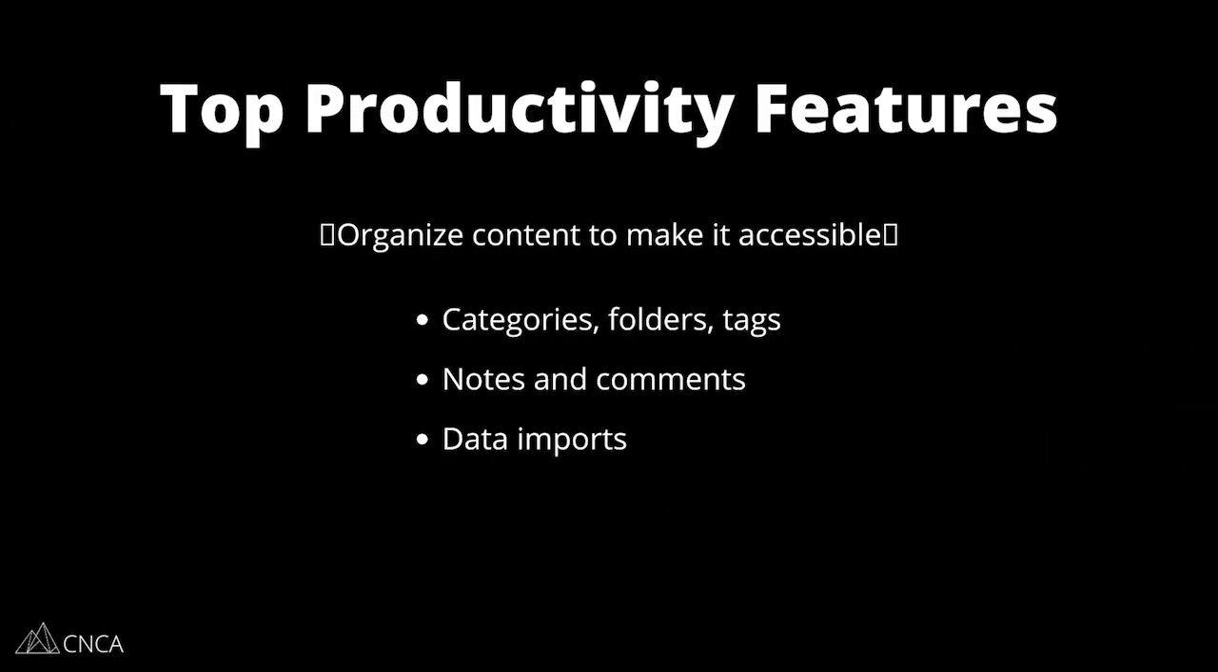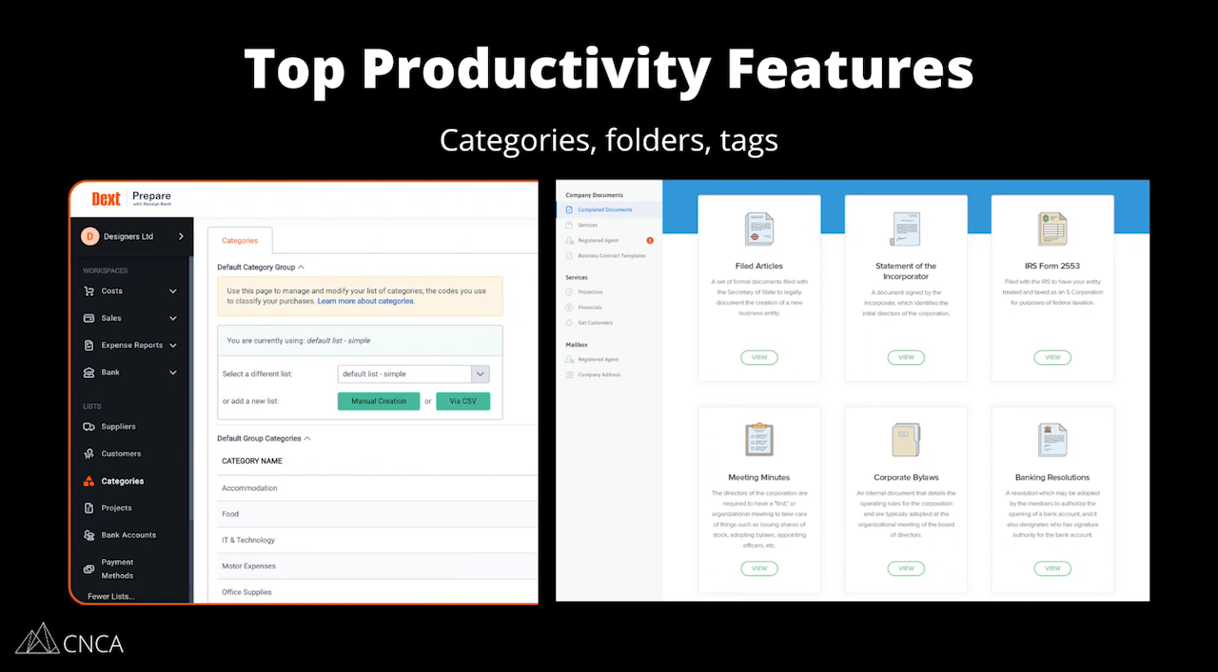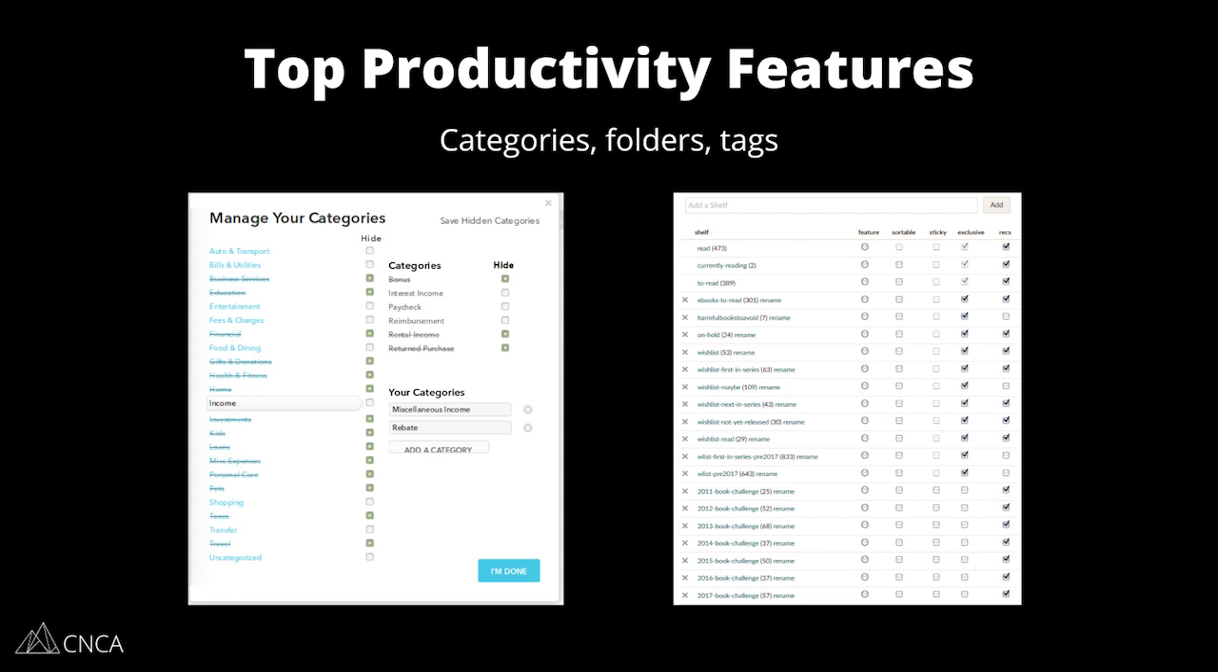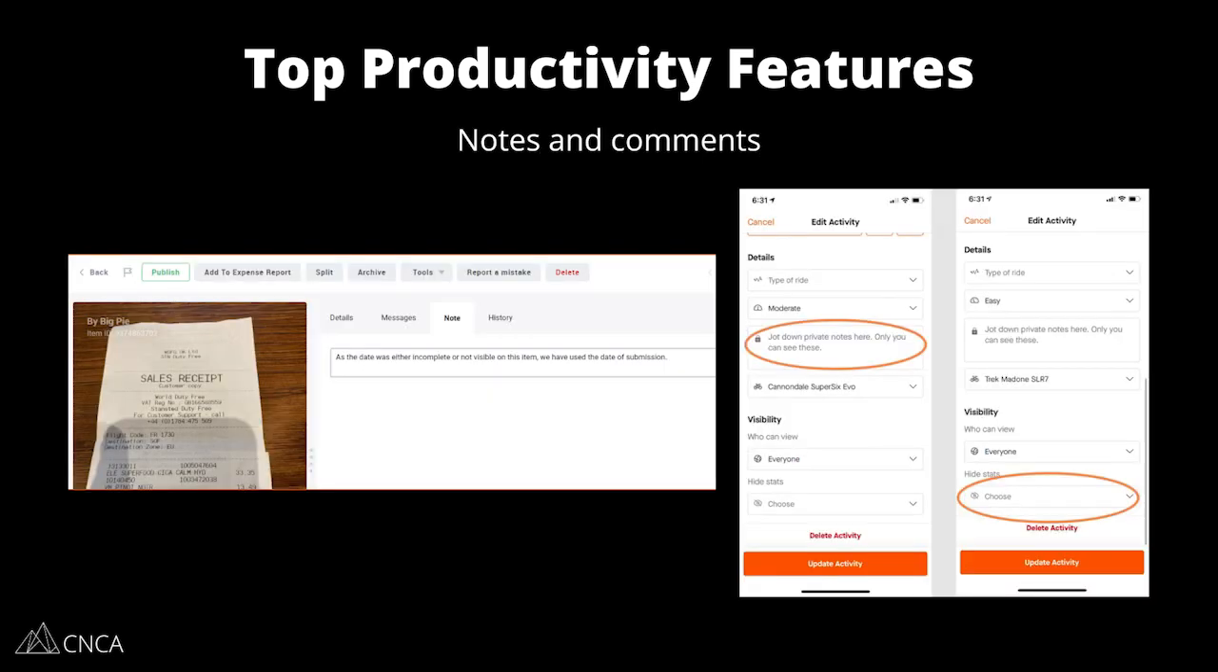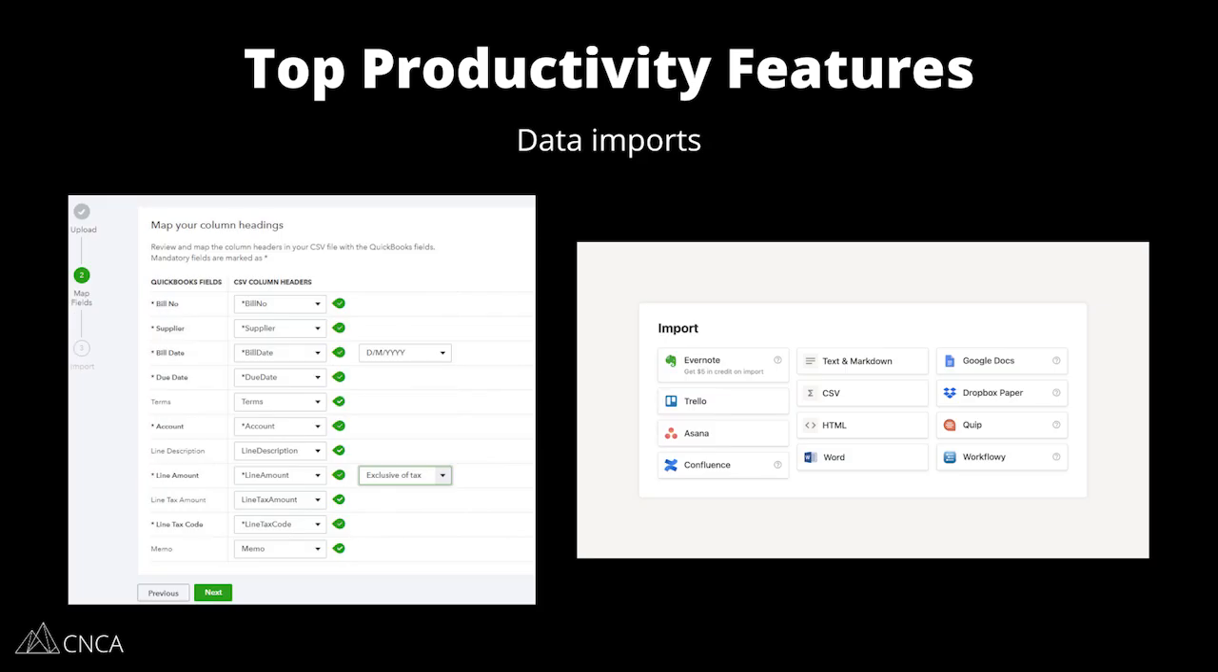The common thread we're seeing in productivity apps is that they help you organize content so it's more accessible. And it's through these core features that that happens. First, category, folder, and tag management. Efficiently categorize your content to more easily navigate and retrieve it. Notes and comments. By adding notes and comments to your content, you can foster collaboration and provide additional context. Data imports. Being able to seamlessly import data from various sources ensures a smooth transition to apps during onboarding.